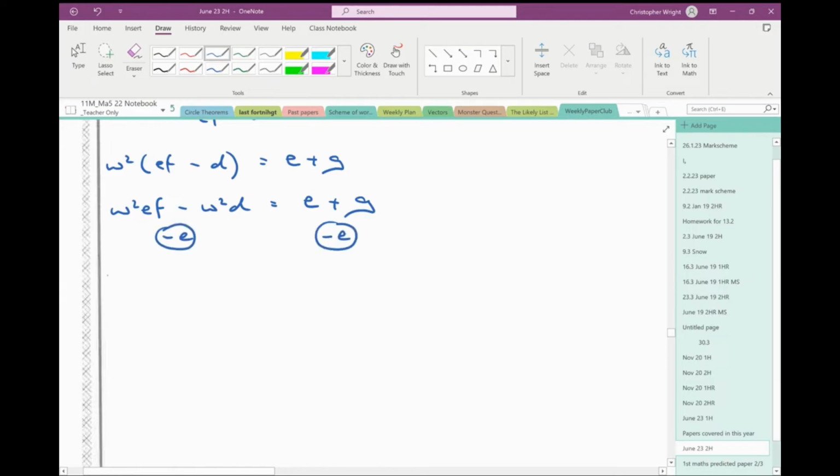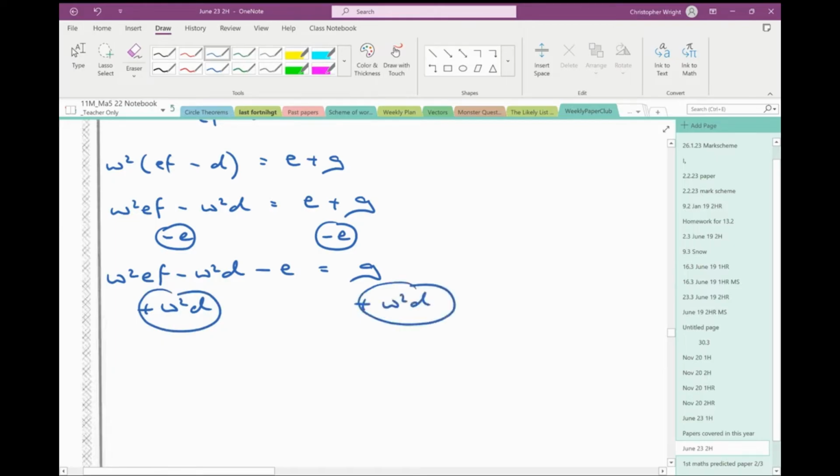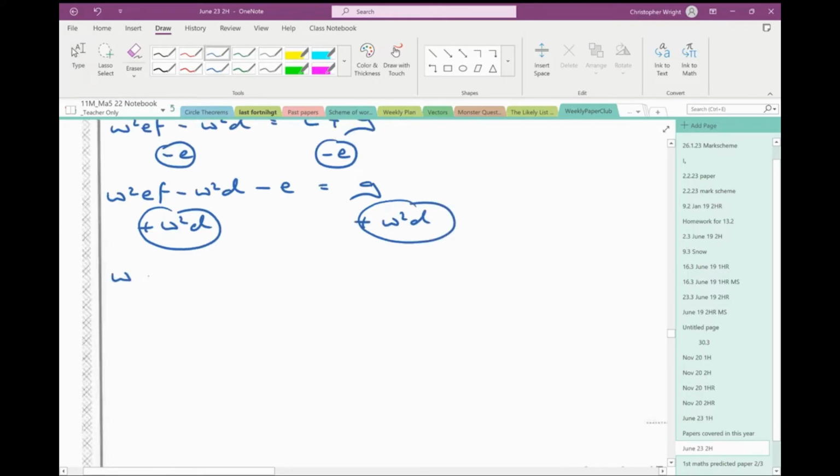It's going to give me W squared EF minus W squared D minus E equals G. And now I'm going to add W squared D to both sides, so that I've got only the expressions with E's on the left-hand side.